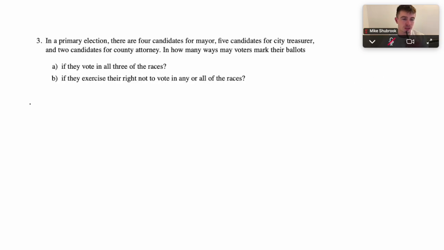So now we have 4 candidates for mayor, 5 candidates for city treasurer, 2 candidates for county attorney. In how many ways may voters mark their ballots if they vote in all 3 races? Okay. So we have 4 possibilities for mayor, we have 5 possibilities for city treasurer, and we have 2 for the county attorney. So we've got 20 times 2 is 40 ways of voting.